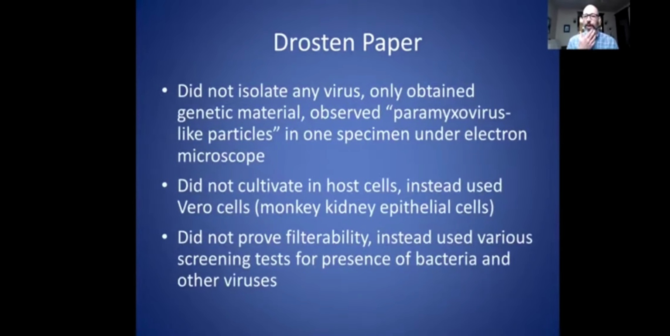So let's look at the Drosten paper. And once again, they did not isolate any virus. They did find, interestingly, particles that look like another virus called paramyxovirus in one specimen, but not in the other specimens. Once again, they did not cultivate any particles in host cells. Instead, they used Vero cells again. And once again, they did not prove filterability. So the first 2 papers have not proved any of the criteria yet.